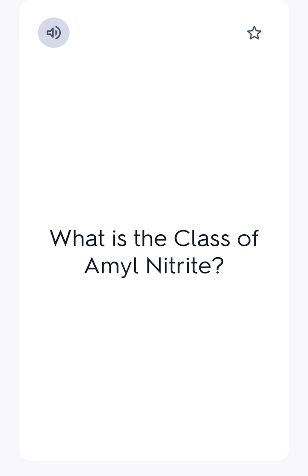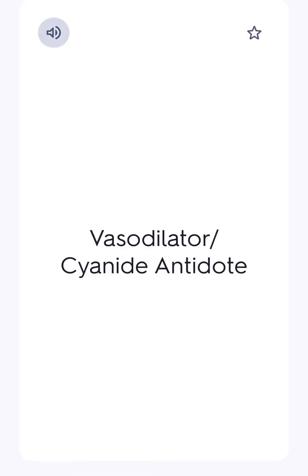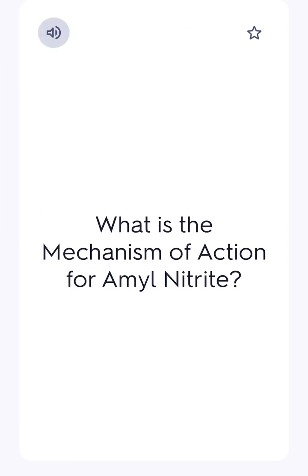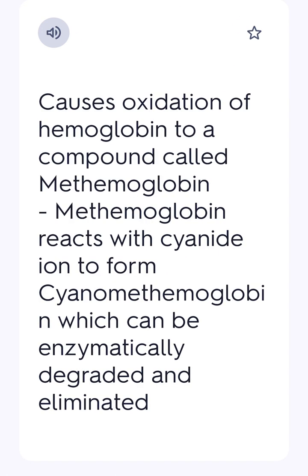What is the class of amyl nitrite? Vasodilator/cyanide antidote. What is the mechanism of action for amyl nitrite? Causes oxidation of hemoglobin to a compound called methemoglobin. Methemoglobin reacts with cyanide ion to form cyanomethemoglobin, which can be enzymatically degraded and eliminated.